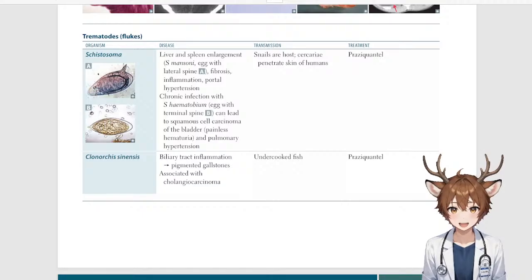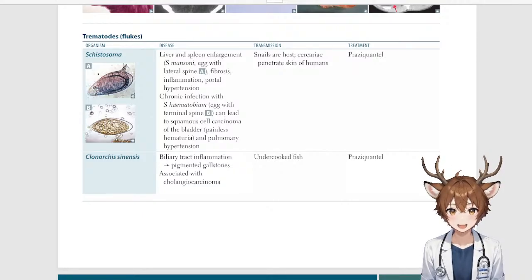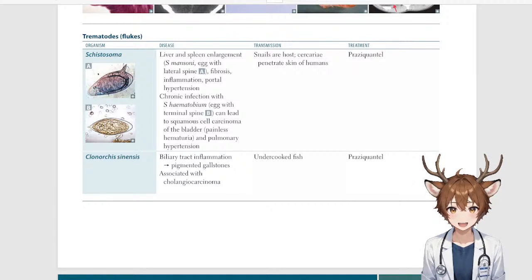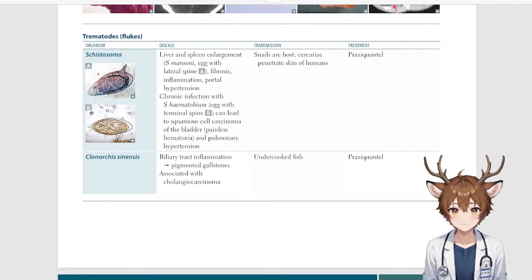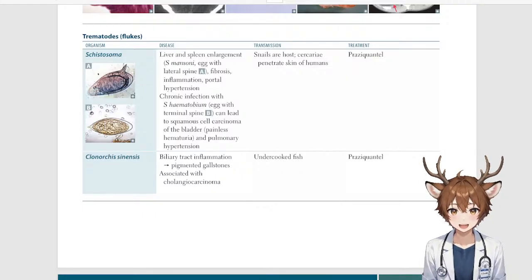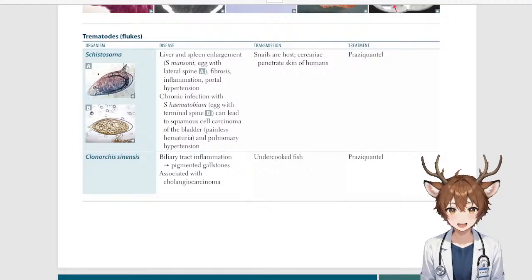Now, there's also a difference between Mansoni and Japonicum. Japonicum has, I think, none, or the spine is either small or absent. I think it might just be absent. In the case of the Mansoni, it's a lateral spine, like something sticking out on the side. For Haematobium, there's a long terminal spine.